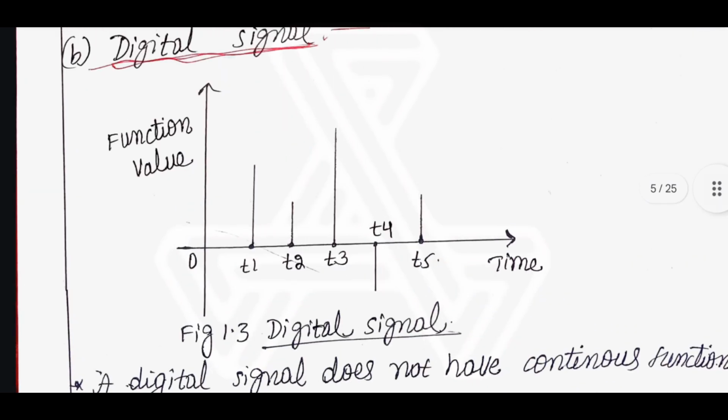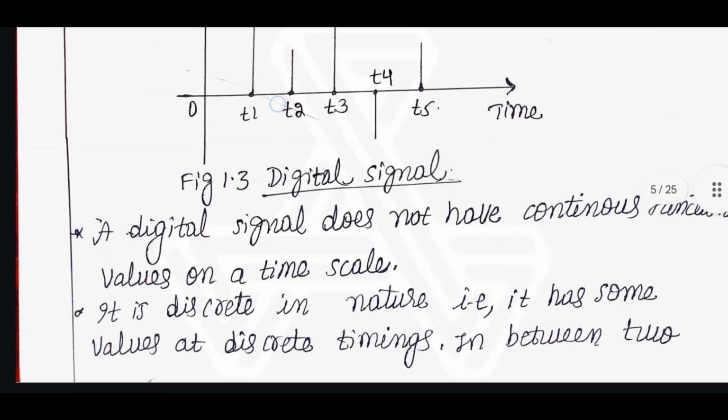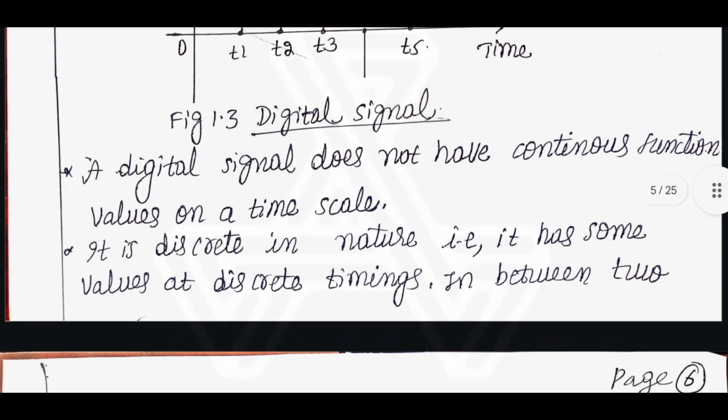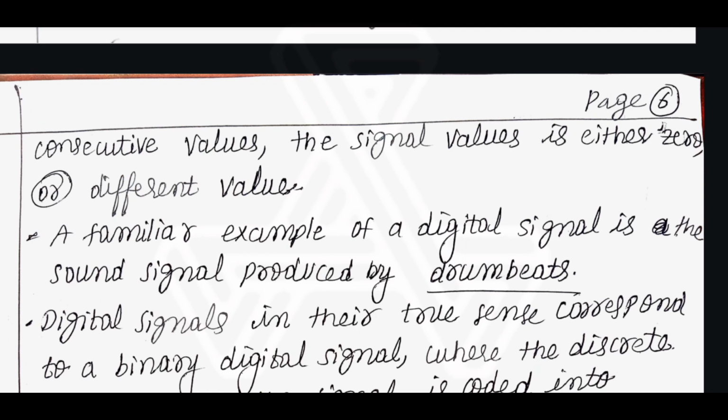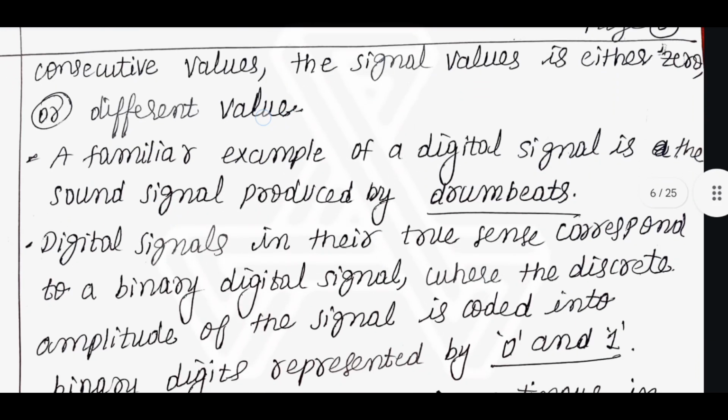Digital signal: time, function value, time T1, T2, T3, T4, T5. The digital signal does not have continuous function values on a time scale. It is discrete in nature, that is, it has some values at discrete timings, and in between two consecutive values the signal value is either 0 or a different value. A familiar example of a digital signal is the sound signal produced by drum beats.